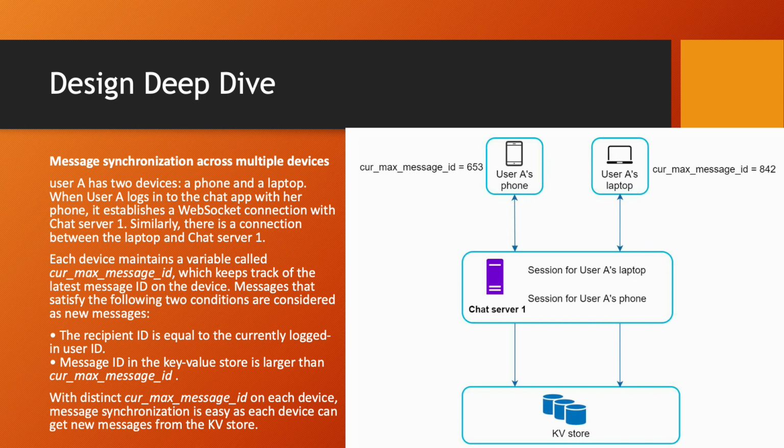This is user A's phone. It connects to chat server 1, gets persisted, and then the sessions for user A's laptop and phone are active, and then user A's laptop receives the notification or message.